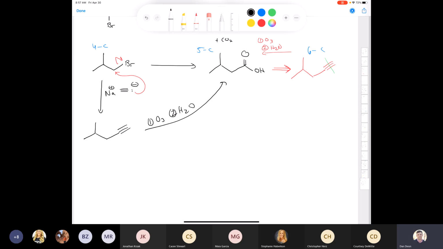This is the kind of problem that it's only 3 steps, but you really have to know your stuff, in my opinion, to figure this one out. It's kind of tricky because you're starting with 4 carbons, you only end up with 1 extra carbon in the molecule. You really have to be able to remember that in order to make the carboxylic acid, you have to start with the terminal alkyne.